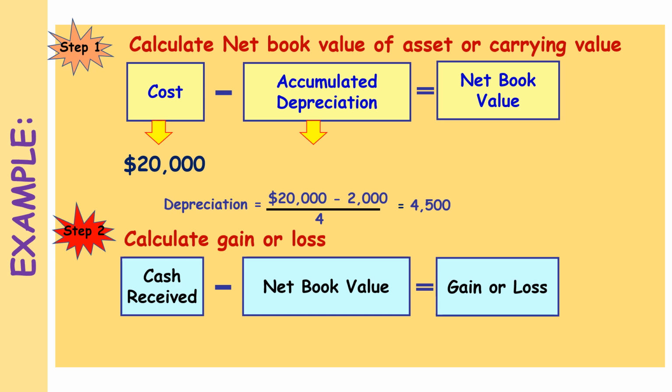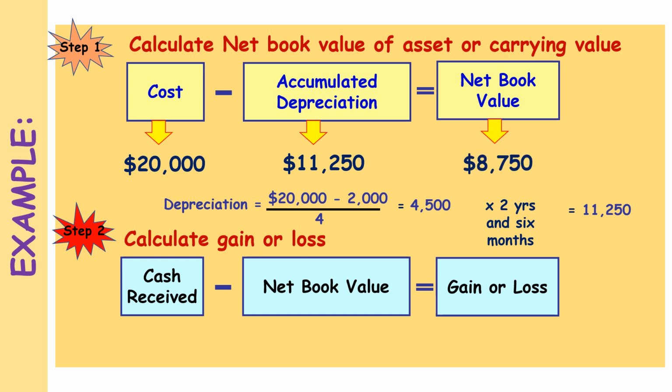We know from the start date up to the purchase date up to the sale date, and that will give us 2 years and 6 months. So the accumulated depreciation is $11,250, which will give us a net book value of $8,750. Let's compare that with the cash received, $9,000, to give us a gain of $250 on disposal.